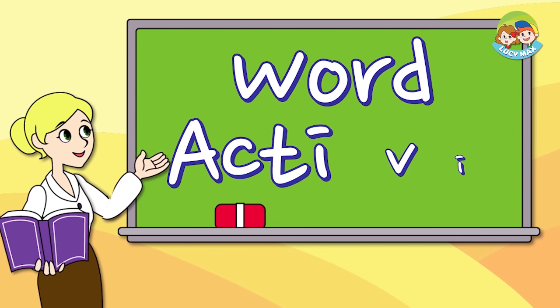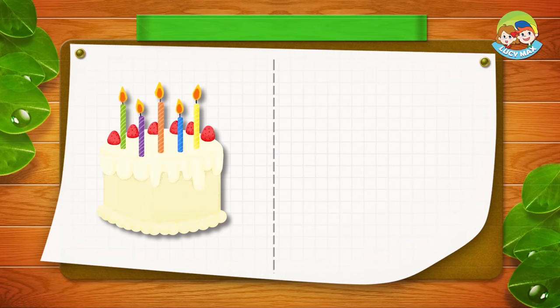You will see some blanks with a picture. Put a letter in each blank to make a word to match the picture. We will do it together. This is cake. What do we put in the blanks? The first blank is A. The next blank is E. We made the word cake. Cake.